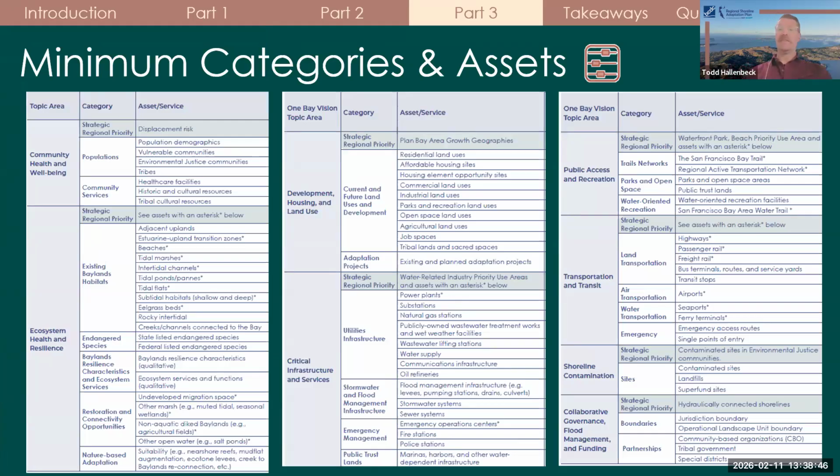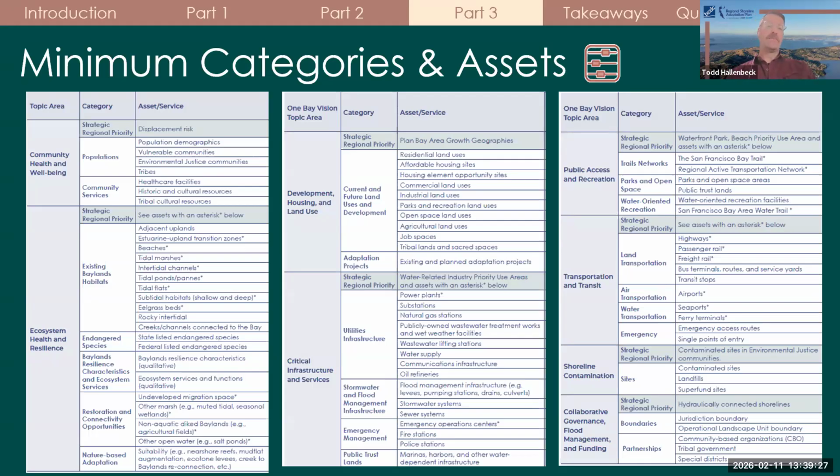Before we dive into the sections of element B, let's take a moment to review the minimum categories and assets. Here's a quick refresher of the extent of data required to be considered and documented in element B. The minimum categories and assets standard outlines the key types of physical, environmental, social, and economic systems that every subregional plan must consider. That includes critical infrastructure and services, housing development and land use, transportation and transit, shoreline contamination, to name a few. Together, these categories help ensure that adaptation planning reflects what communities rely on, what is most at risk, and what should be prioritized for protection or investment.